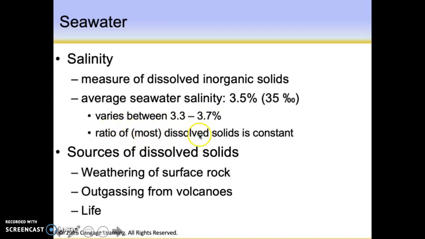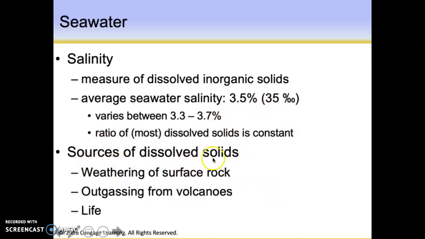The other thing to note, and we'll mention this again on another slide, is that the ratio of most of the dissolved solids in the ocean is constant. So the proportion of each dissolved ion with respect to the other dissolved ions is relatively constant, and that actually makes our job of measuring the salinity in any one location and knowing what's dissolved in it relatively simple.